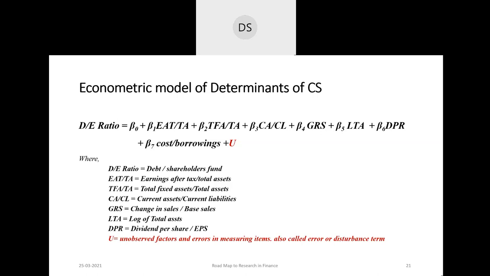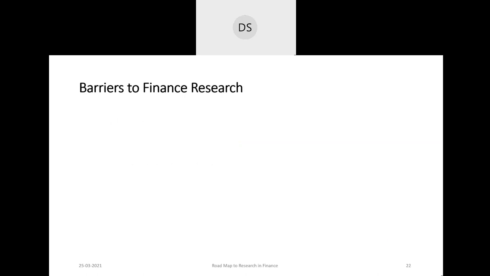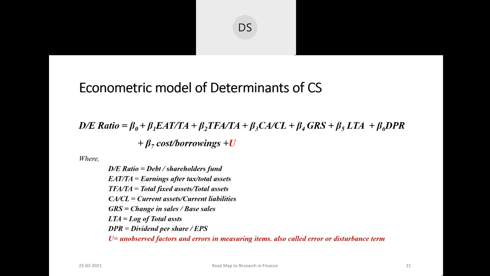Okay, so you have to start from a theory, make an economic model, convert it into an econometric model, then collect your data and estimate the relationship between the variables. You have to relate it with the already established outcomes, and you have to agree or disagree, falsify or refute, or you will be adding something new to the existing body of knowledge of finance.